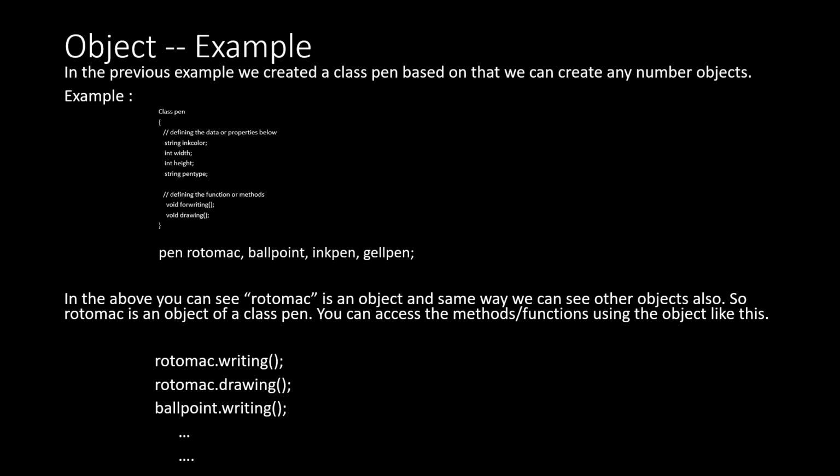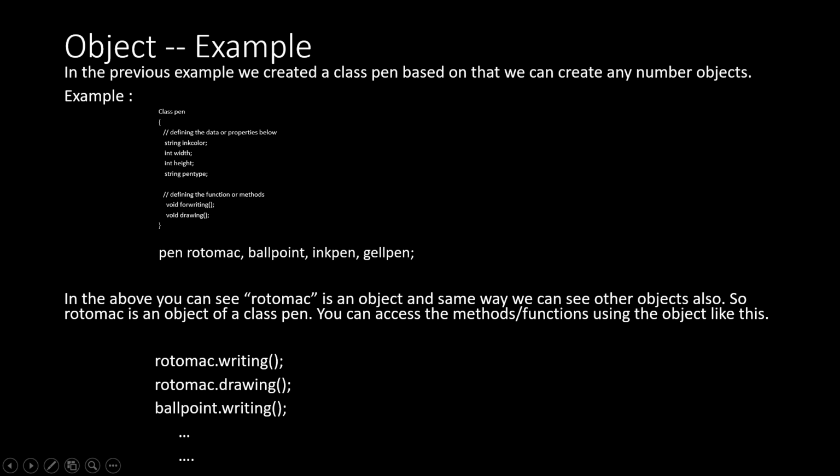And then we have the example here for the object. In the previous example we created a class Pen. Based on that we can create any number of objects. So in the example I have shown you a class Pen. Okay, we defined it previously. Using that Pen I have created different objects called Rotomac, ballpoint, ink pen, gel pen.